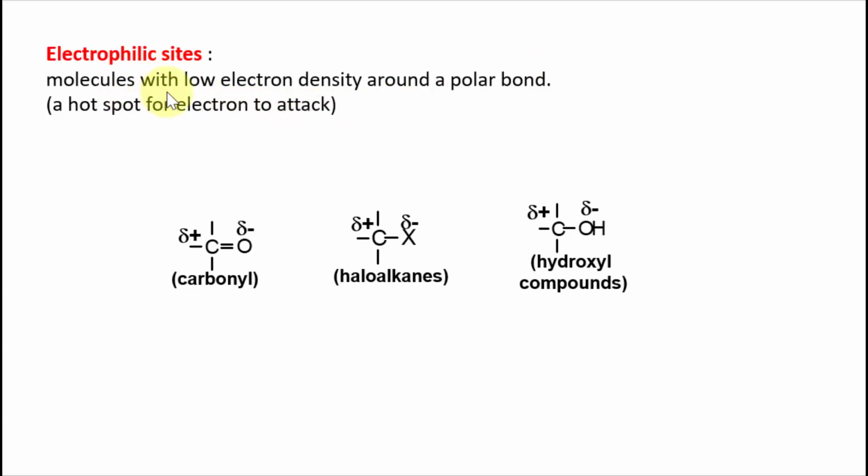An electrophilic site is a part of a molecule with low electron density around a polar bond. So this is a hotspot for electrons to attack. For example, in a carbonyl compound, the carbon that is attached to the double-bonded O is the electrophilic site, since it is much more electropositive compared to the oxygen.